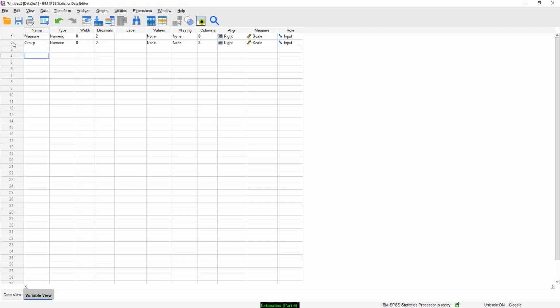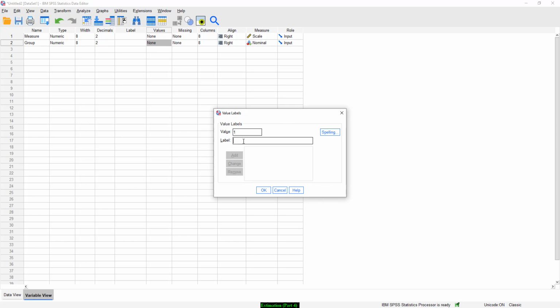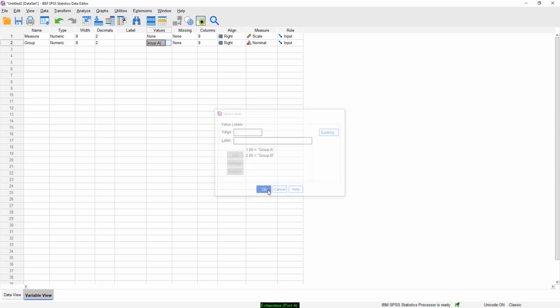Right? So now here I want to change it to nominal. I want group to be a categorical variable. Right? So then for values here I put 1 for group A, 2 for group B. Right? Okay now? And then I click OK.